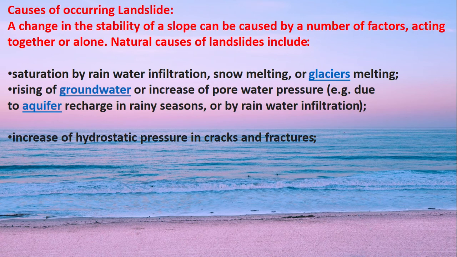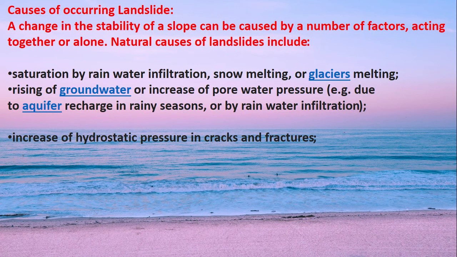So, causes of landslides. Landslides may take place in different ways. A change in the stability of a slope can be caused by a number of factors acting together or alone. So, there are natural causes and man-made causes for landslides. Natural causes include saturation, that means wet conditions from rainwater, and infiltration. As I told you, the soil is porous, so rainwater always wants to go from the surface towards the underground, which is infiltration.